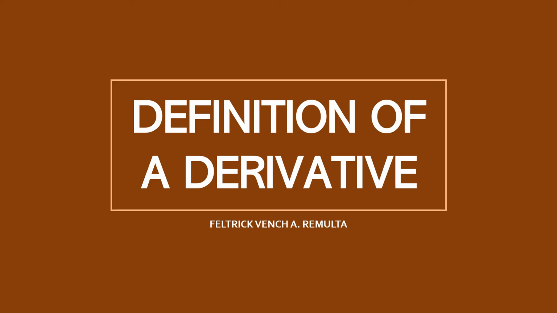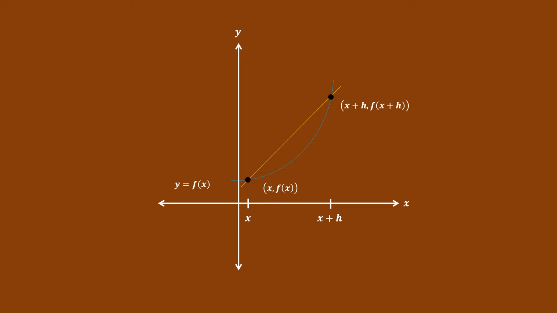In this episode, we will be talking about the definition of derivative. Derivative is defined as the rate of change of a function or the slope of the tangent line to a function. As you can observe in this graph, the function f of x is the blue curve, while the yellow line is the tangent line to the function.